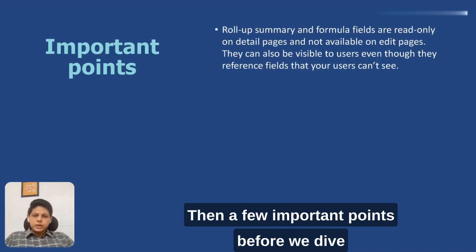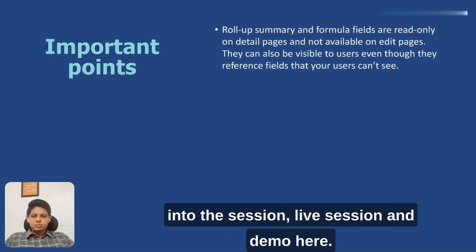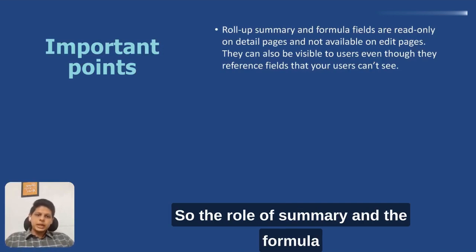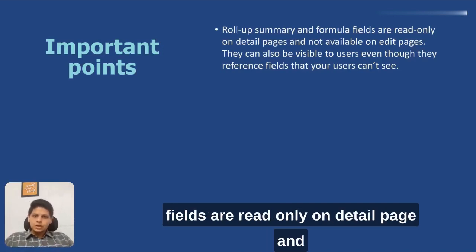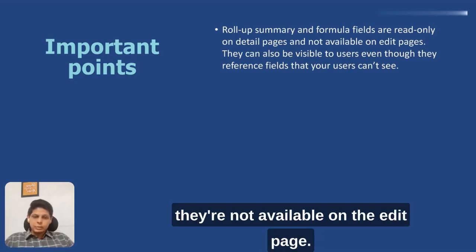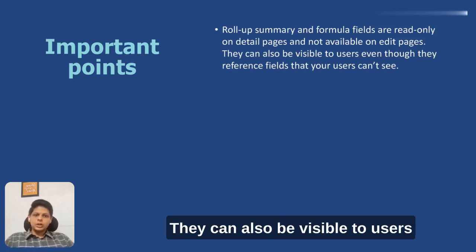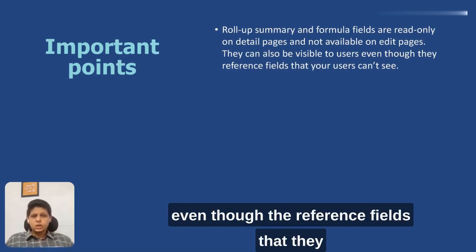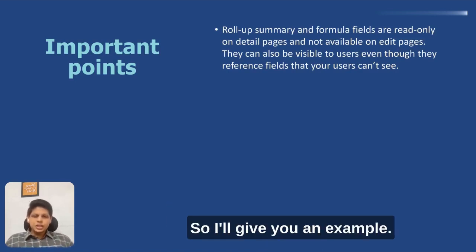Then a few important points before we dive into the live session and demo. Roll-up summary and formula fields are read-only on the detail page, and they're not available on the edit page. They can also be visible to users even though the reference fields that they contain are not accessible to the user. I'll give you an example.